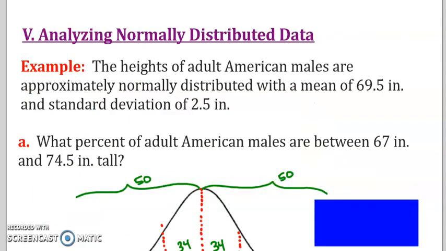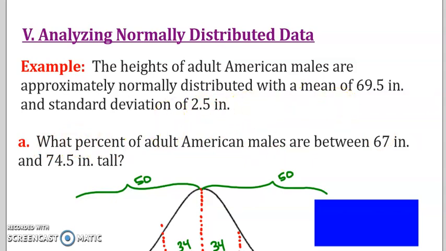Let's see another one. We have the height of American males, approximately normally distributed with a mean of 69.5 inches. So that'd be 5'9½". Hey, that makes me feel good because I'm actually 5'9¾", so I'm above average. All right. Then there's a standard deviation of 2.5 inches. We want to know what percent of adults would fall between a certain range.